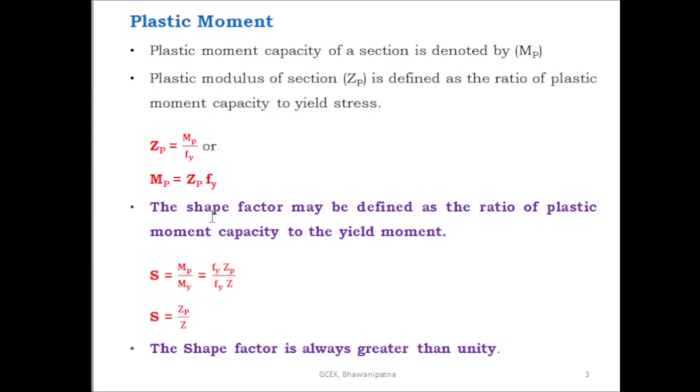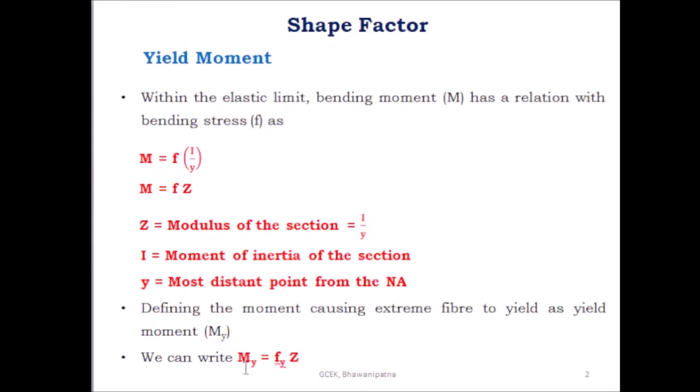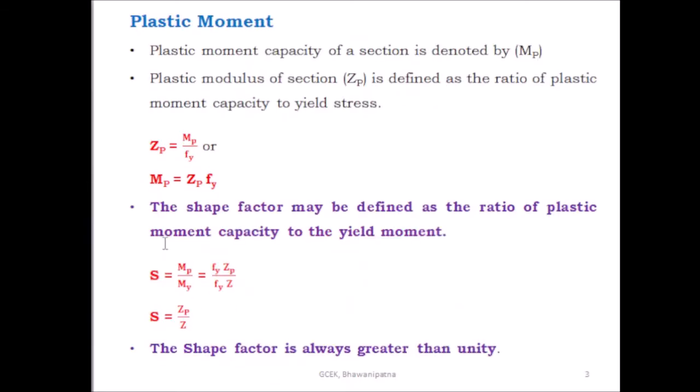Then we can find out what is the shape factor. The shape factor may be defined as the ratio of plastic moment capacity to the yield moment. So here we know the plastic moment capacity and the yield moment. Yield moment is equal to Fy into Z, and the plastic moment capacity Mp is equal to Fy into Zp.